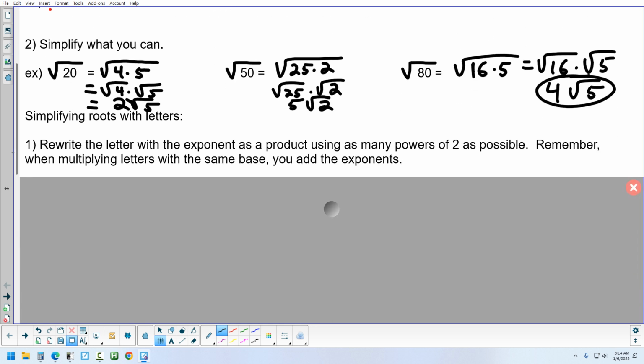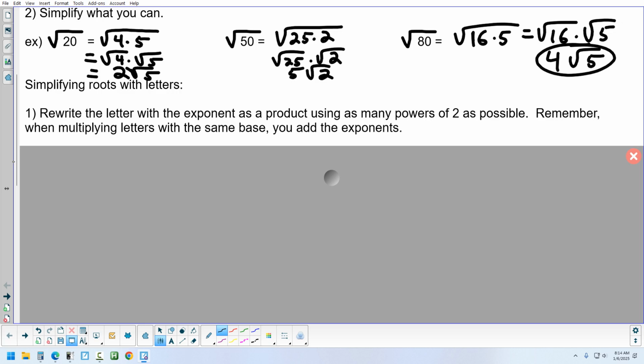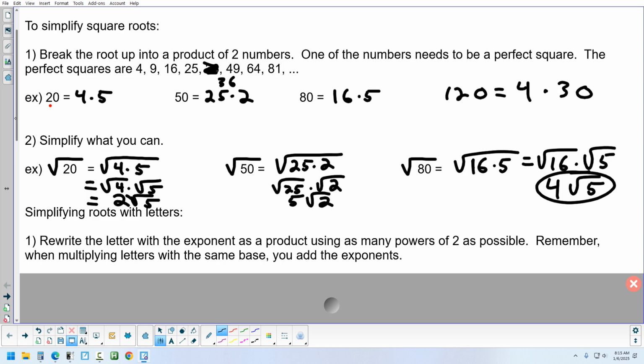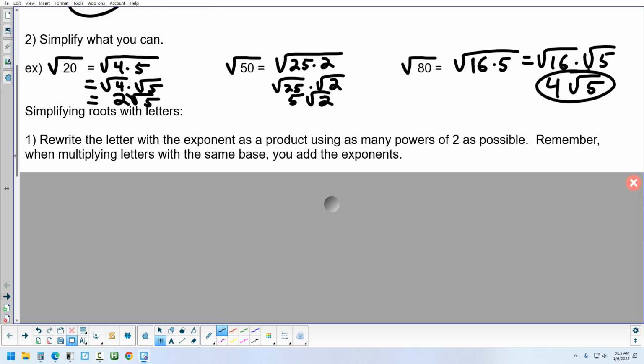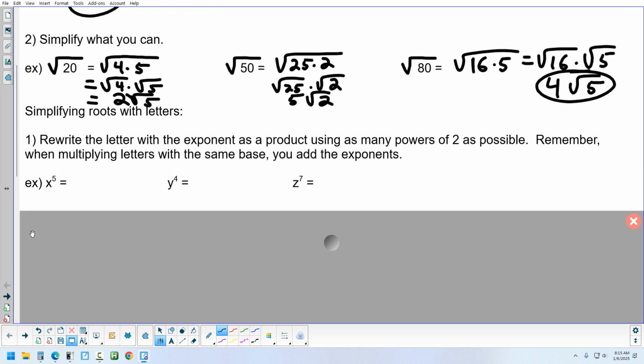So now, we're going to look at doing the same thing, but what happens when there is a letter. I'm going to show you the first step, just like we did before, and then we'll do the second step. The first step is going to be to break it up as a product. You're going to write it as something times, well, maybe more than one product. Once we break it up, we want to use as many powers of 2 as we can. So I'll do the first one, kind of show you guys an example, and then see if you guys can do the other two.